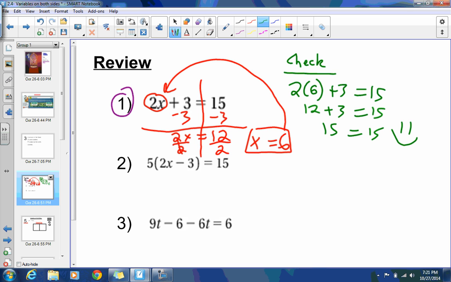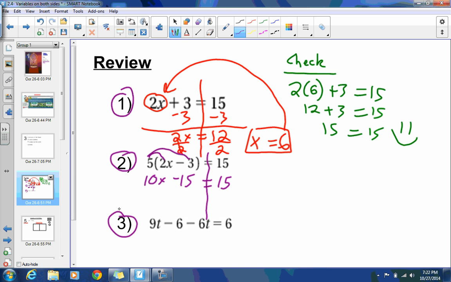Now these two on the bottom, I'm not going to go through the whole nine yards with this, but I want to just start you off. If you see this type of equation, make sure you distribute first. You see something that looks like the distributive property, and just do it to that one side. If you distribute that 5 to the 2x and that 5 to the 3, you end up with 10x minus 15 equals 15. And now if you notice this, it's just a two-step equation where you can solve for the variable x.